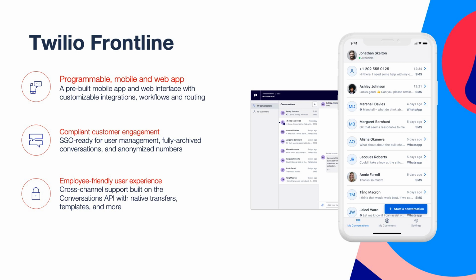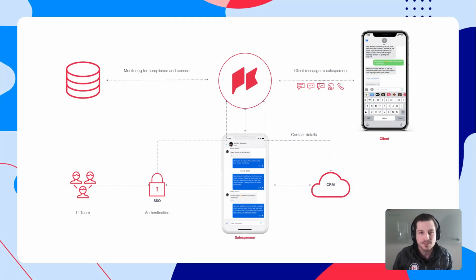You can access compliant customer engagement. It meets the standards customers need with SSO-ready user management, archived conversations, and anonymized numbers. And it provides a great sales or user experience. You can enable transfers between teammates, provide language-specific templates, and include emojis and more. So let's take a closer look at how it all works.